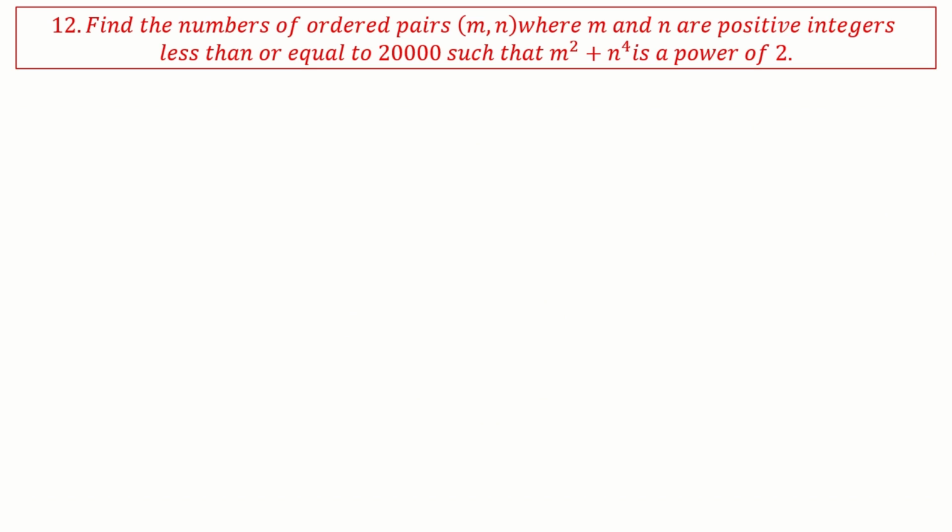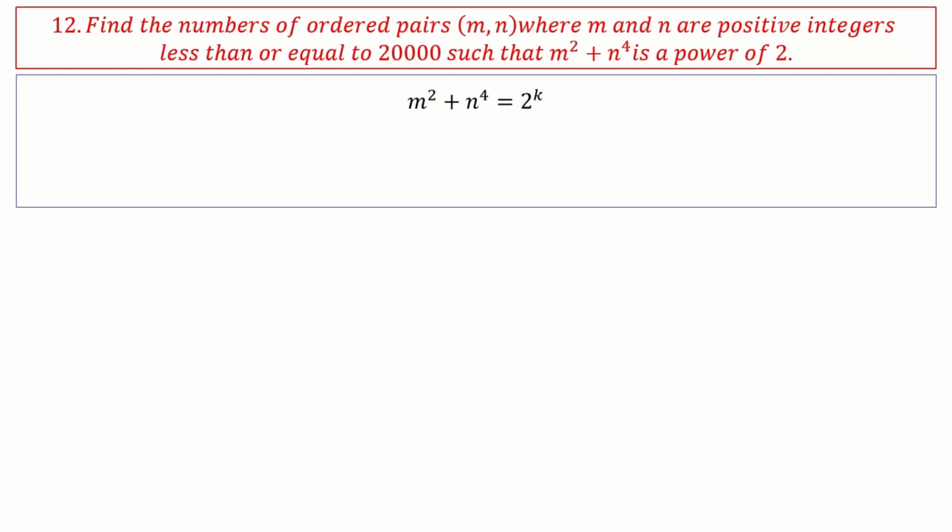Find the number of ordered pairs (m, n) where m and n are positive integers less than or equal to 20,000 such that m square plus n to the power 4 is a power of 2. For this problem you need to understand one simple concept, then it is very easy. Otherwise, it's a bit difficult.